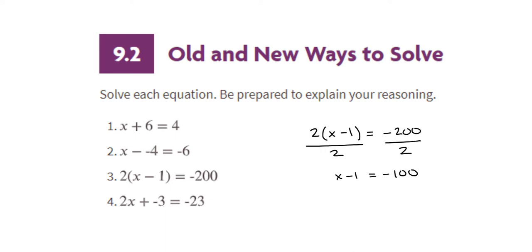And now, if we want to get the x by itself, we're subtracting 1, so we would need to add 1 to both sides, and we would end up with x is equal to negative 99.